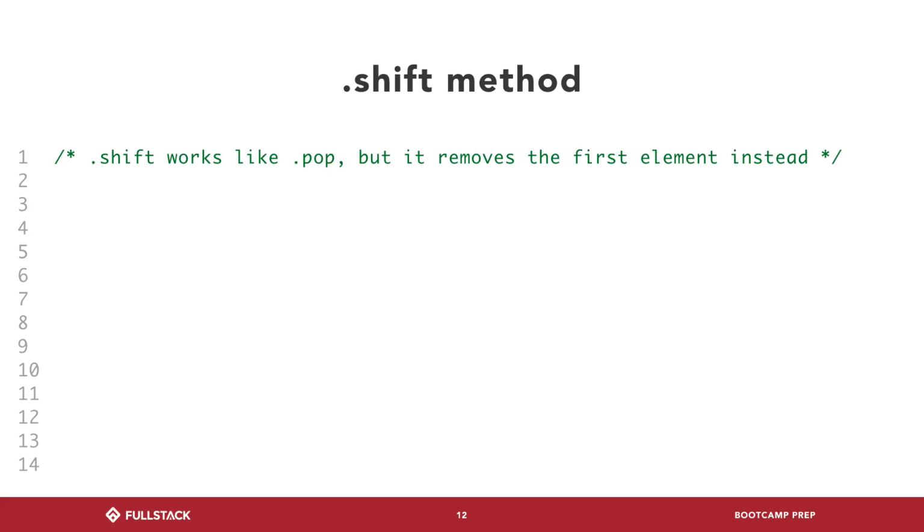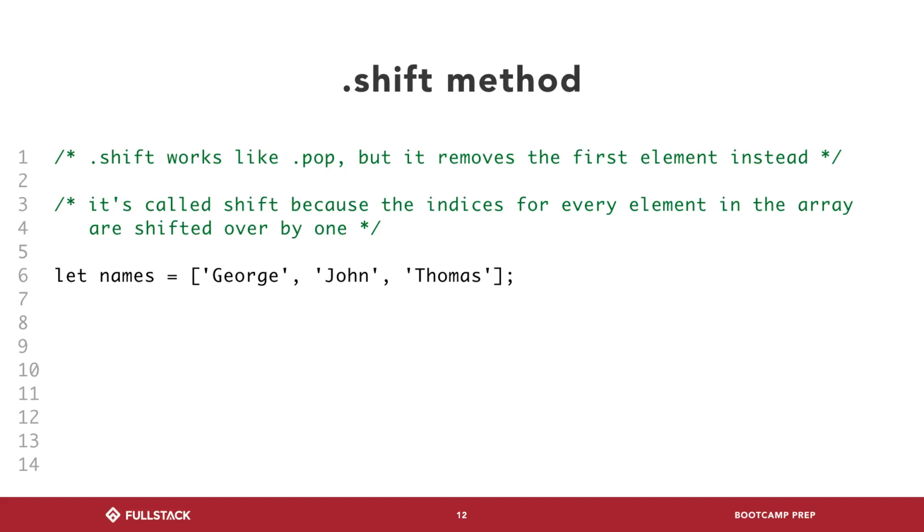And then you'll see the pattern here. We then have a method called shift, which works almost exactly like pop, except rather than removing the last element, it removes the first element. It's called shift because if I have 10 people in line and I take away the first person in line, everyone else's position shifts over one, right? And so that's what we call a shift.